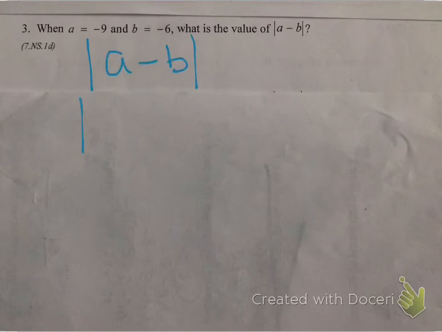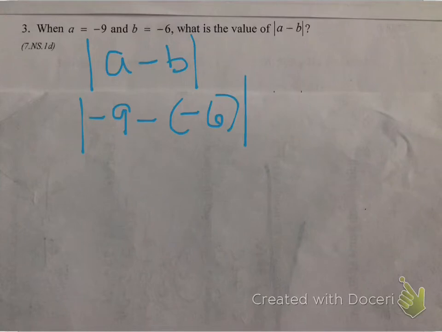Then I'm going to plug in my values, -9 minus -6, with the absolute value there. Okay, when you have those absolute value symbols, remember you do everything inside first. It's like a grouping symbol. So we're going to do -9 minus -6. Then when we're all done with everything inside, we find the absolute value.